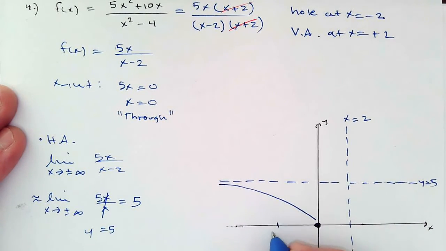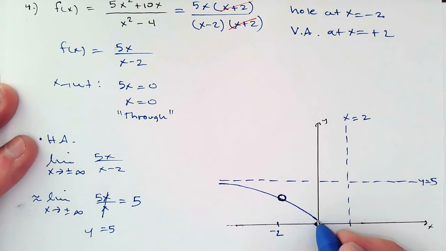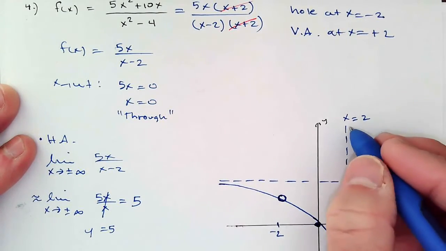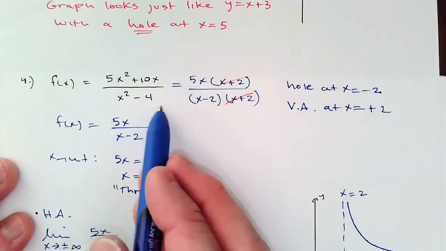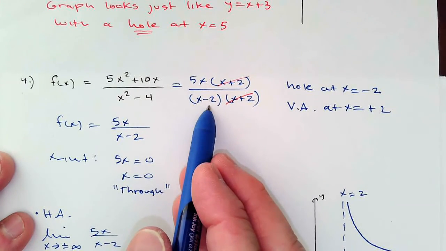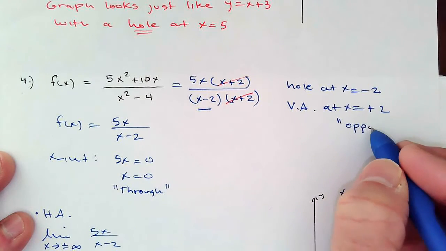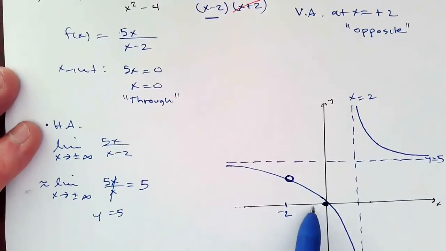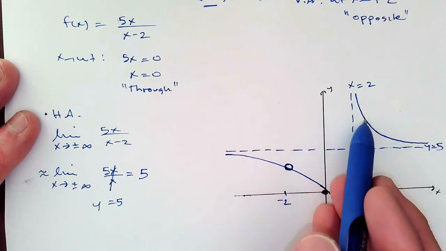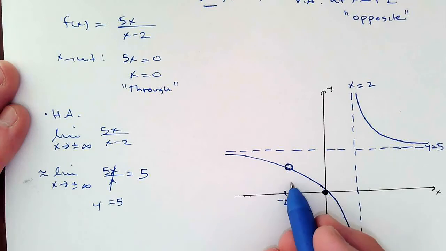But what did I forget? When x is negative 2, we know there's a hole in the graph. So right about here, we just want to indicate that there's a hole there. I didn't talk about it, but this vertical asymptote of x equals 2 comes from an odd power, so this would be an opposite. That's why I knew if this side goes down, then the other side must go up.